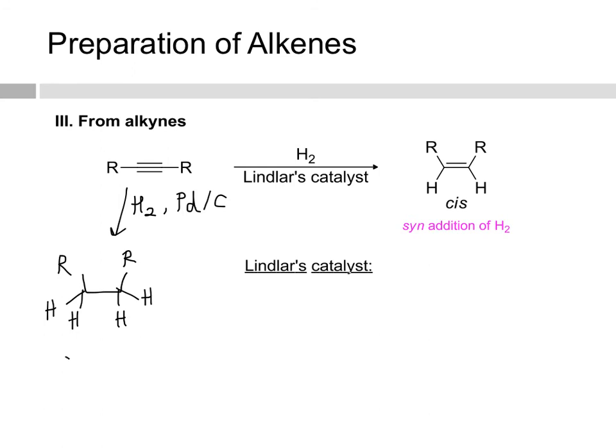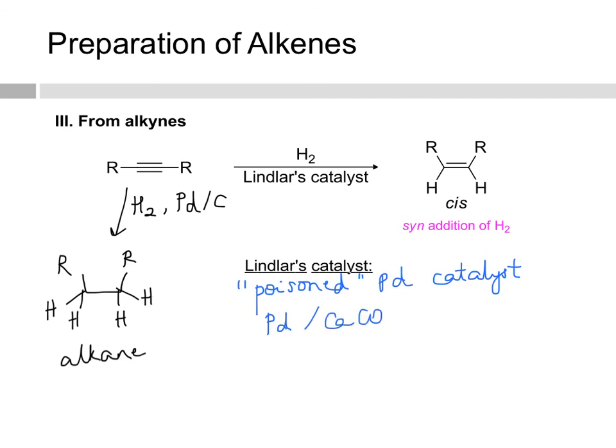Since we don't want this over-reduction to the alkane, and we would like to stop at the alkene product, we use a particular catalyst called Lindlar's catalyst. Lindlar's catalyst is considered a poisoned palladium catalyst, which just means that it is less reactive than just palladium on carbon. This usually consists of palladium on calcium carbonate or barium sulfate with lead tetraacetate or some other lead salts, and sometimes also with quinoline as a base.